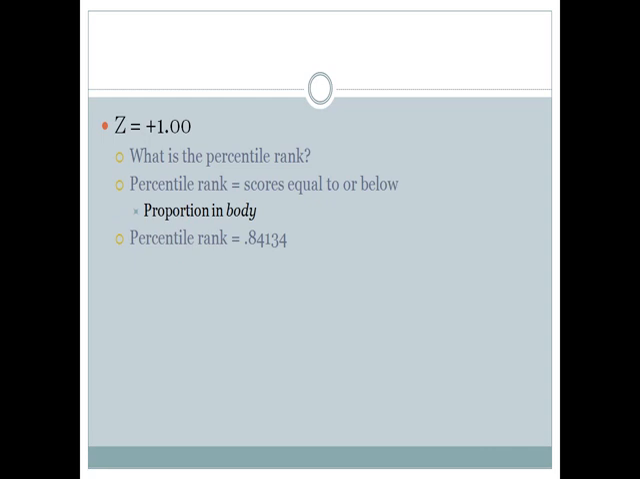Remember we introduced the term a minute ago of percentile rank. Percentile rank is the scores that are equal to or below the z-score. In this case, with a z-score of +1, that would be the proportion in the body, which is 0.84.